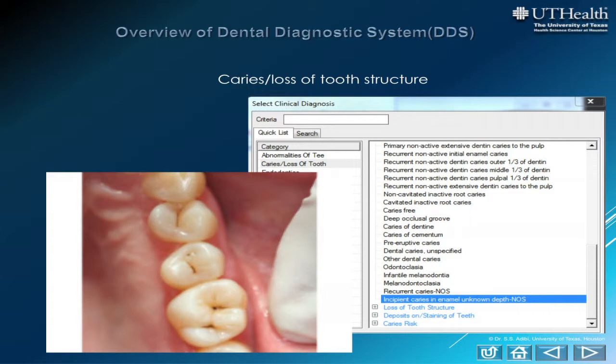Caries and tooth structures consist of several subcategories such as caries, loss of tooth structure, and caries risk. This 32-year-old Hispanic female patient presented with the chief complaint of "I have sensitivity on some of my teeth while I chew sweet foods." Both radiographic and clinical examination revealed no definitive signs of caries to dentin. Therefore, a diagnosis of incipient caries in enamel, unknown depth, was selected.